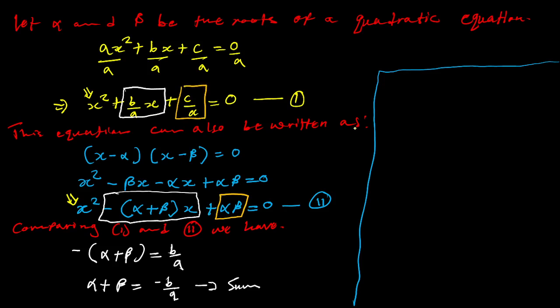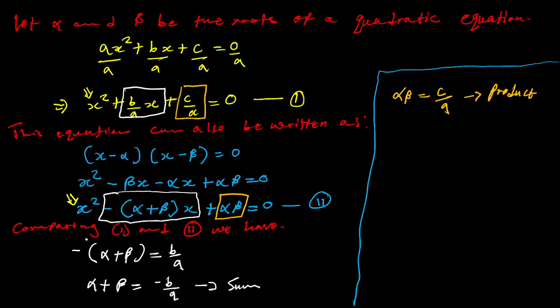So in such a case, you're going to say alpha beta is simply equal to what? C over a. Because you are multiplying alpha times beta, this is known as the product. So these are the first two formulas that you need to understand.